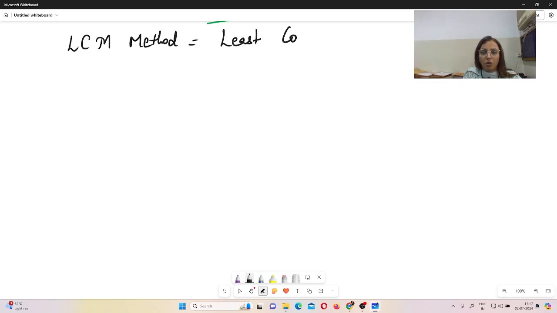Before starting the least cost method, we can do one more numerical question. Okay, so we start with the least cost method. How do we do this? In the least cost method, we have to find the least cost value of the matrix which we have done.